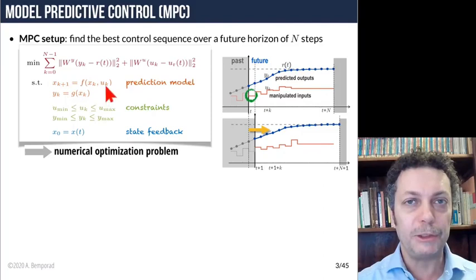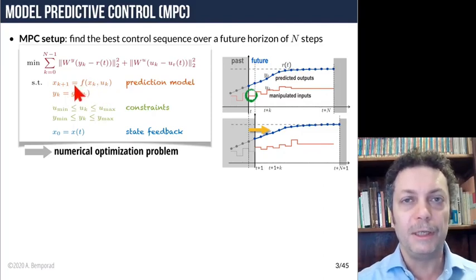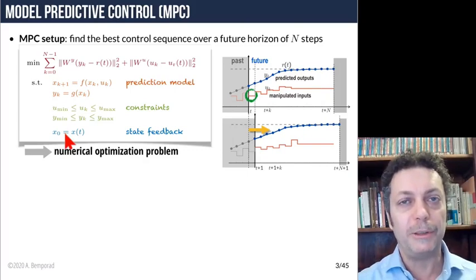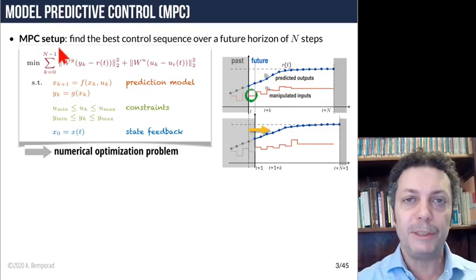It is based on a prediction model, so the states evolve in the prediction according to a model that you need to choose. And you can also include constraints. This is actually why MPC is very useful in practice. So you can include constraints on inputs and output variables in the optimal control problem formulation. Note that the optimal control solution depends on the initial state for the optimal control problem, that is the current state x(t) that we measure or estimate at time t. So the optimal control problem can be mapped into a numerical optimization problem.